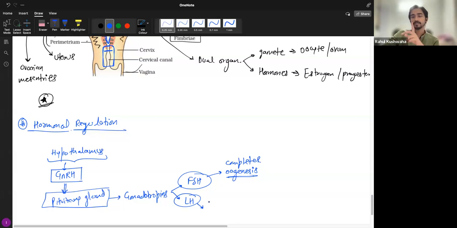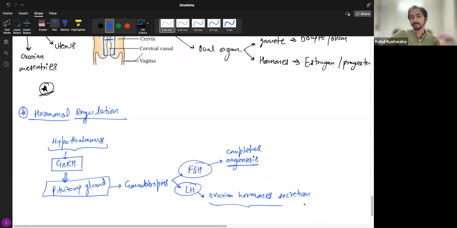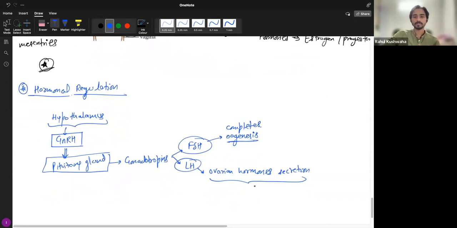LH, just like LH was responsible for secretion of androgens, here LH is responsible for secretion of ovarian hormones or gynogens. So it tells the ovary to secrete ovarian hormones, and there are two ovarian hormones which are important. There was only one major male hormone, testosterone. In the case of females, it is two, which is estrogen and progesterone. Okay, estrogen and progesterone.